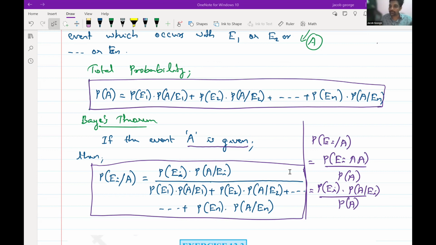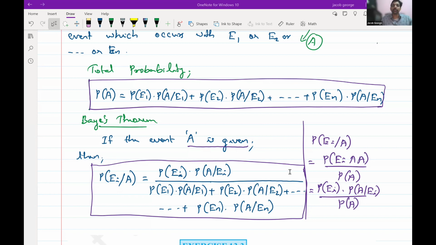Total probability was finding out P of A. In Bayes theorem, this A will be a given event. So P of Ei slash A means P of Ei given A. It means we find out the probability of E1 or E2 or E3 when A is given. That is the task in Bayes theorem. So what is Bayes theorem?